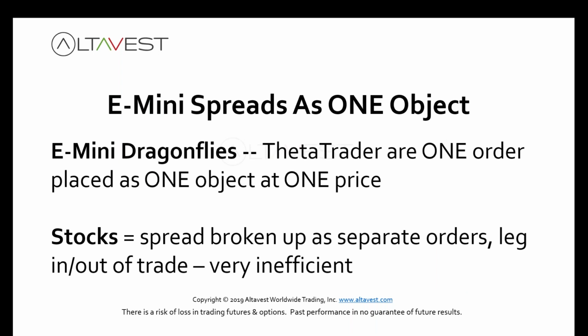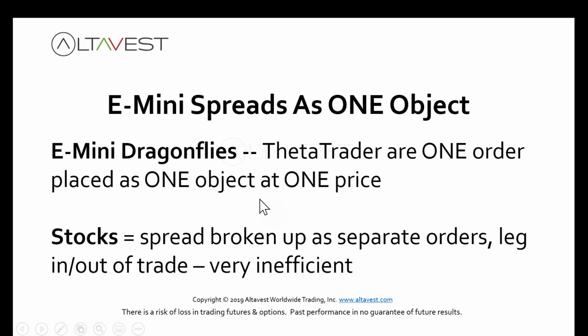And now here's a key. Here's a real key for execution. When you're trading these E-mini Dragonflies with us, these orders are placed. You saw in the demo how I just placed the order. That's placed as one, they call an object, at one net price. So one object at one net price in one order.